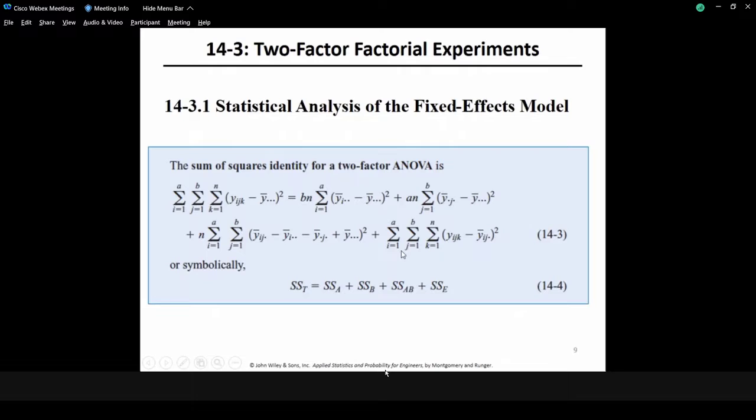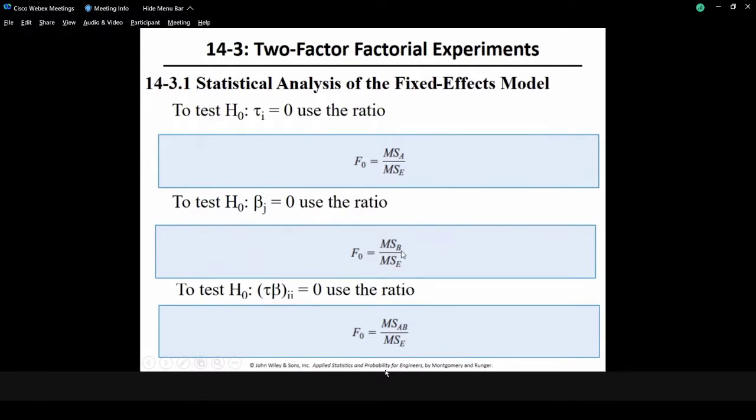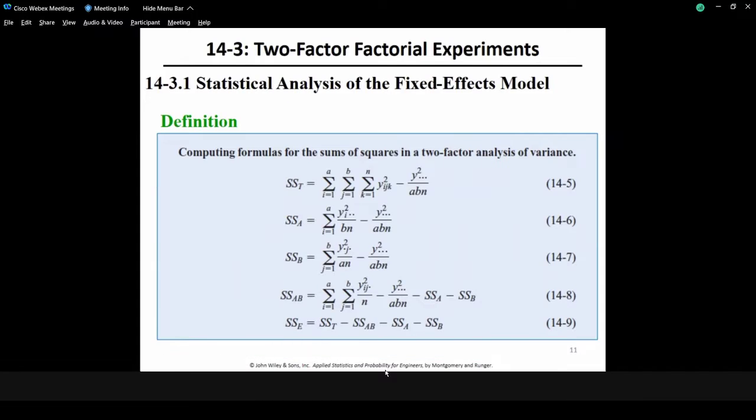Okay, this is a formula. Usually for two-factor, we must use ANOVA. Remember? This is for factor A, main effect of factor A. This is main effect of factor B, and this is interaction. We are interested in testing the hypothesis whether interaction exists or does not exist in our experiment. Okay, this is the calculation. Remember to calculate the ANOVA. Let me put it here.